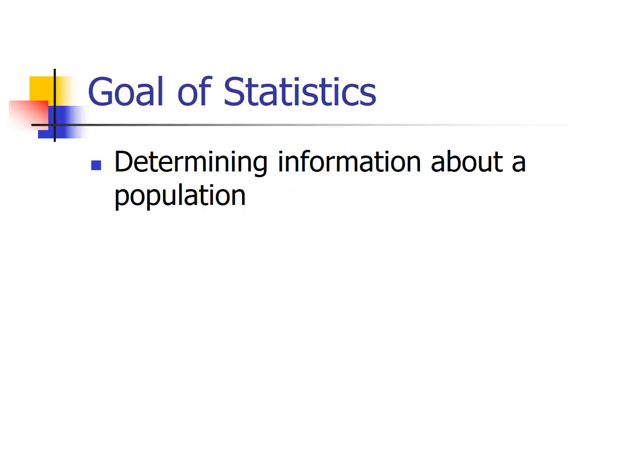So the goal of statistics is what? The goal of statistics, ultimately, is to determine information about a population. That is, we have some population that we're interested in, and we want to figure something out, sleuth something about that population. It's the goal of not just statisticians, but most researchers.